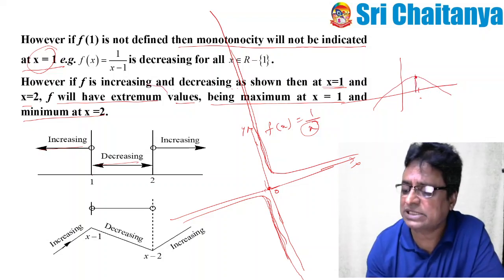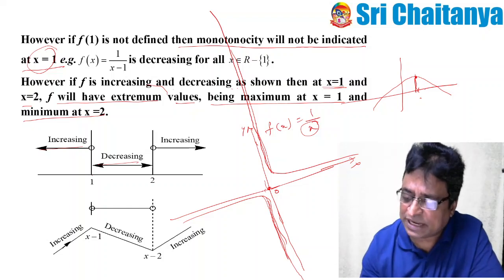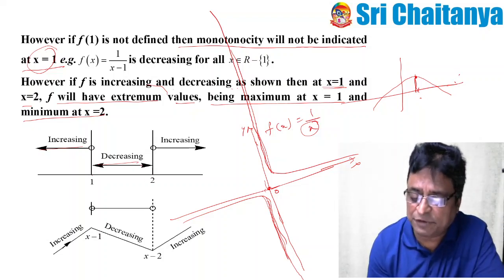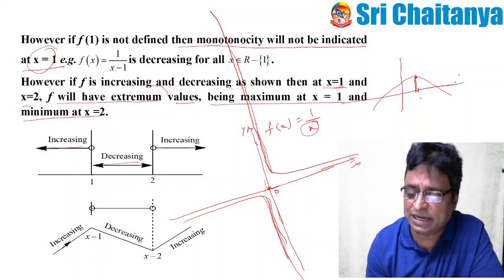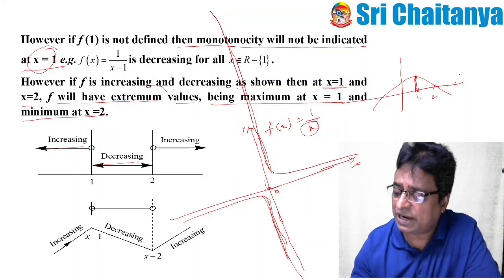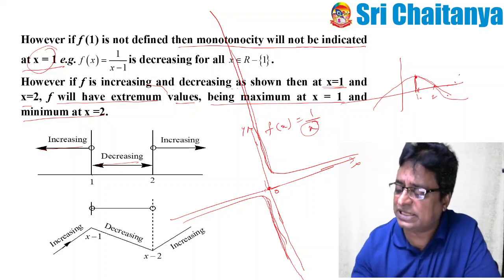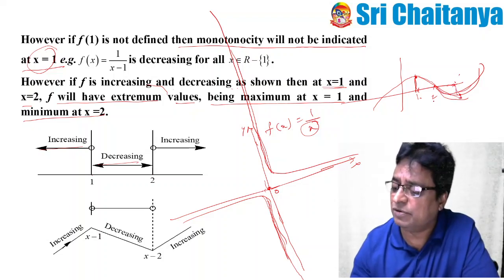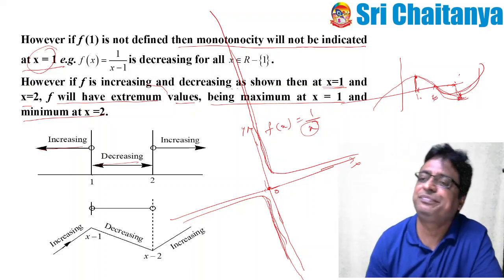And similarly, suppose after that it is again decreasing, and suppose at x is equal to 2, left of 2 it is decreasing and right of 2 it is increasing. That means suppose this is 1 and this is 2, and it is decreasing at 2 and after that it is increasing. Then at this particular point, your function has a minimum value at x is equal to 2, simply.